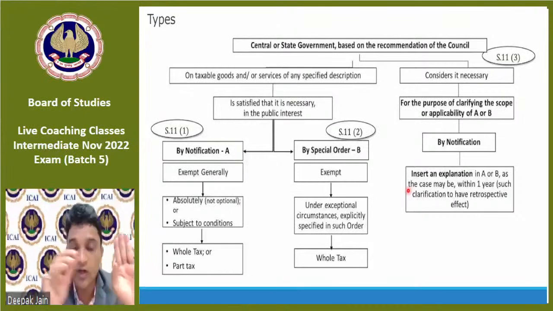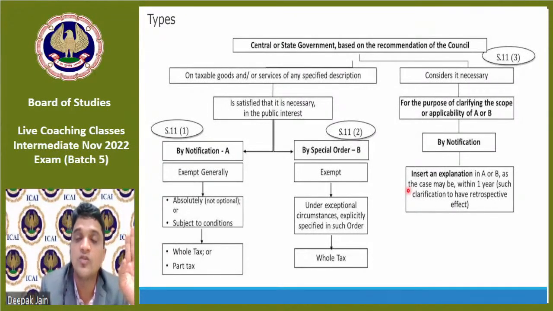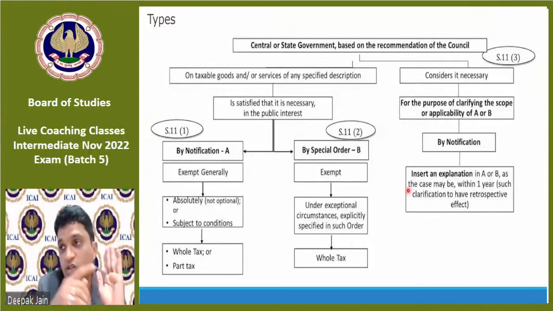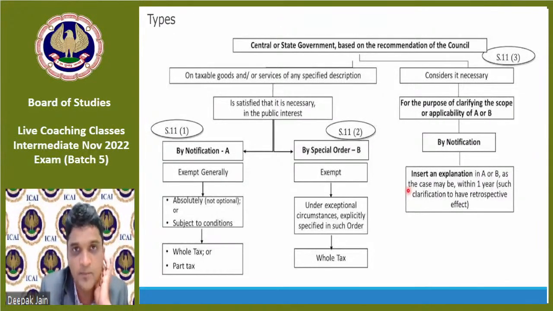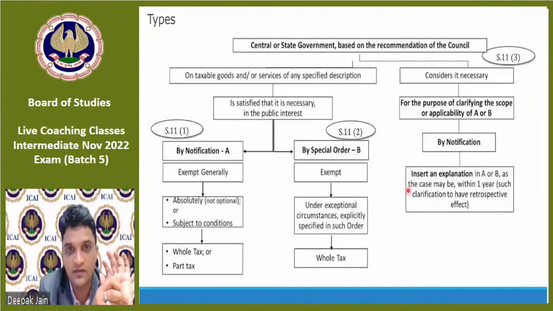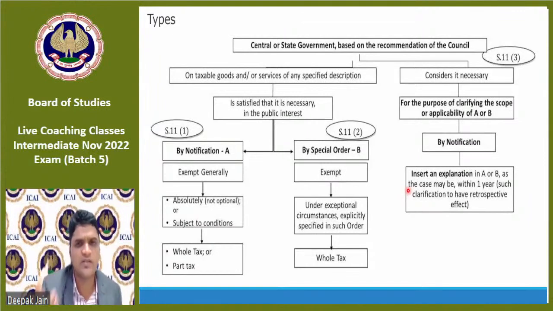Now the effect of that notification which is inserted on 1st September 2022 will be retrospectively from 1st June itself, because the explanation is to be applied from the date of the original notification, provided that the explanation has been given within 1 year from the 1st June. So from 1st June, 1 year means till 31st May 2023, any explanation which is inserted will have retrospective effect. Okay, so this happens only in certain exceptional cases when they need to clarify things in a better manner.